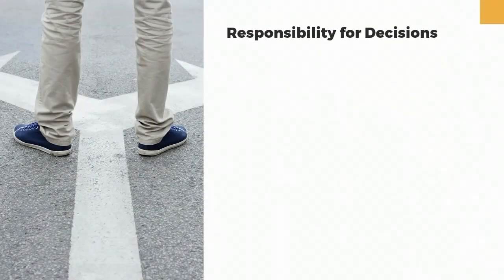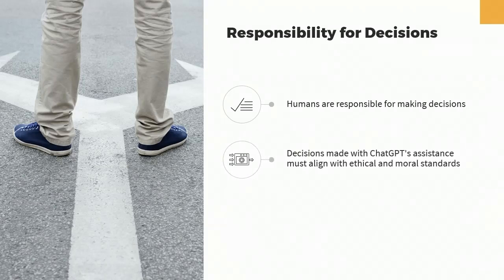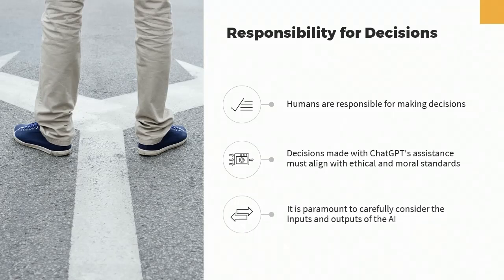While ChatGPT is designed to assist with decision-making, humans remain responsible for making decisions, and ultimately must account for ChatGPT's outcomes. As such, there is a need for transparency and oversight in its use to ensure that decisions made with ChatGPT's assistance align with ethical and moral standards. So it's paramount to carefully consider the inputs and outputs of the AI technology and check that its recommendations aren't biased, unsafe, inaccurate, or unethical.